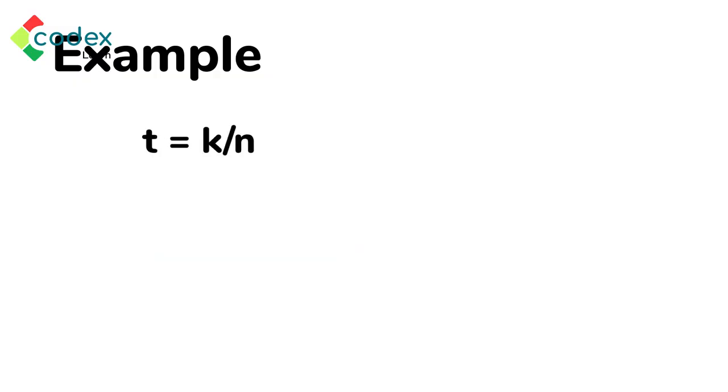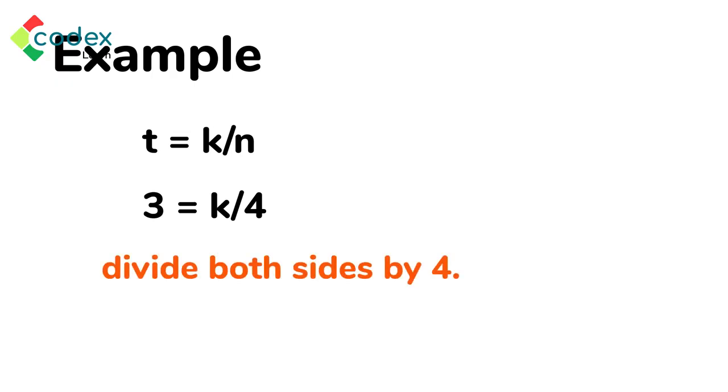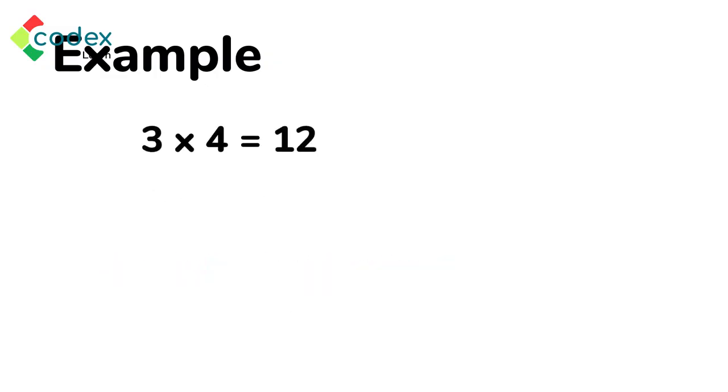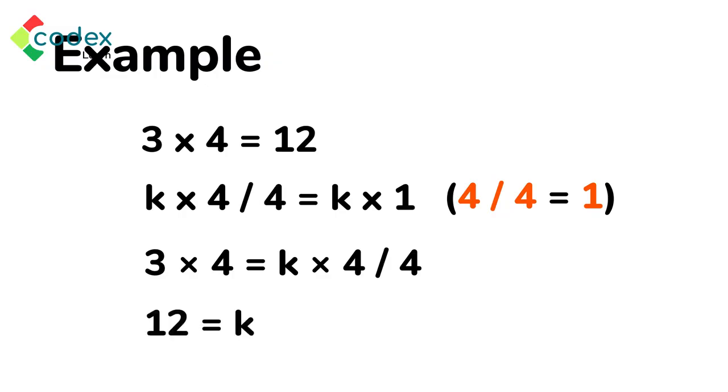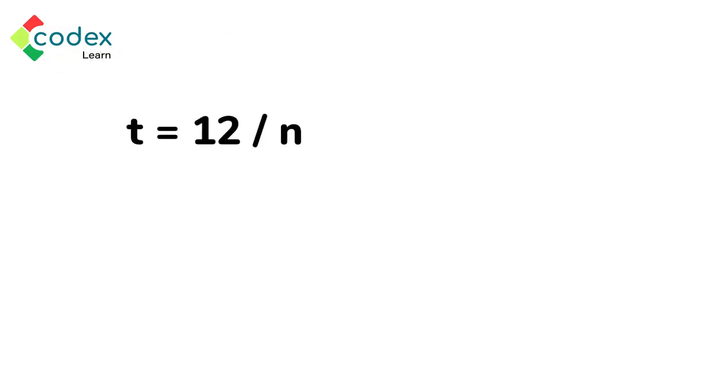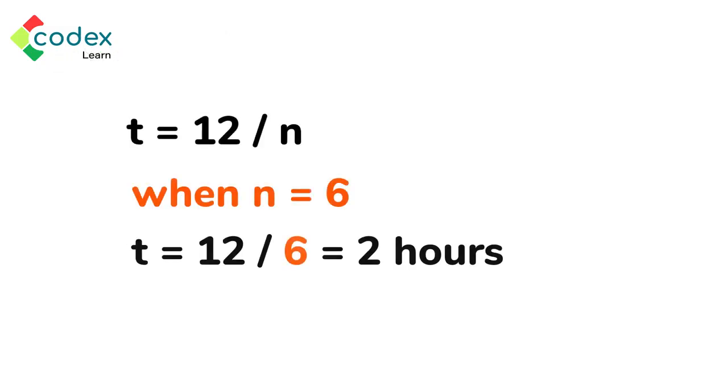So T equals K divided by N gives us 3 equals K divided by 4. If we multiply both sides by 4, we'll have 3 times 4 equals K times 4 divided by 4. 3 times 4 is 12, and K times 4 divided by 4 is the same thing as K times 1 because 4 divided by 4 equals 1. So 12 equals K. So K equals 12. So now you know T equals 12 divided by N, and when N is 6, T equals 12 divided by 6 equals 2 hours.